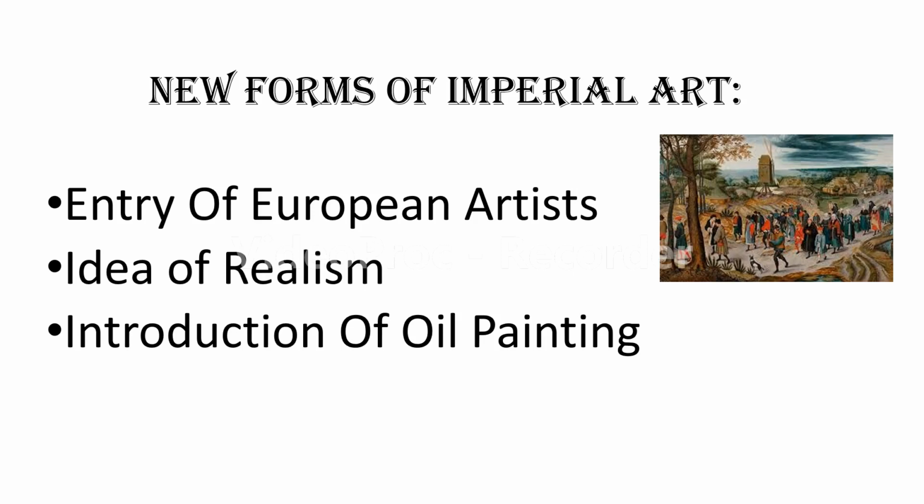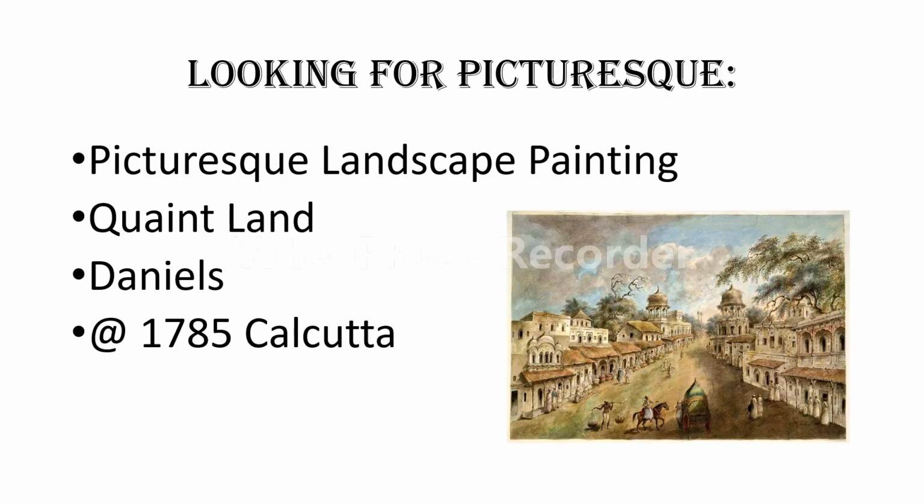First topic is new forms of imperial art. During the 18th century, European artisans came to India along with British traders and rulers. They began producing pictures which were widely popular in Europe. They brought an idea of realism. They brought the technique of oil painting. It enabled artists to produce images that look real.